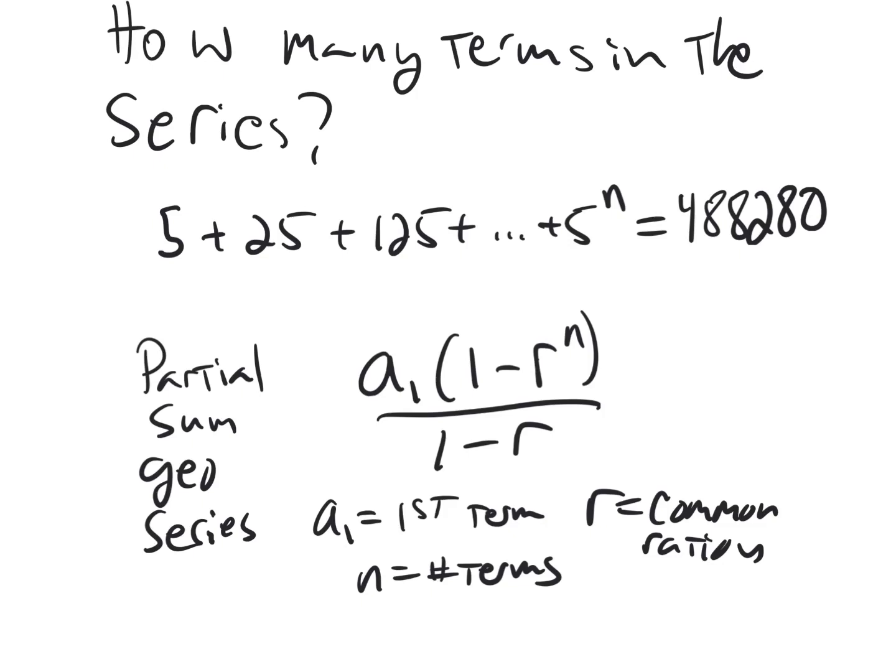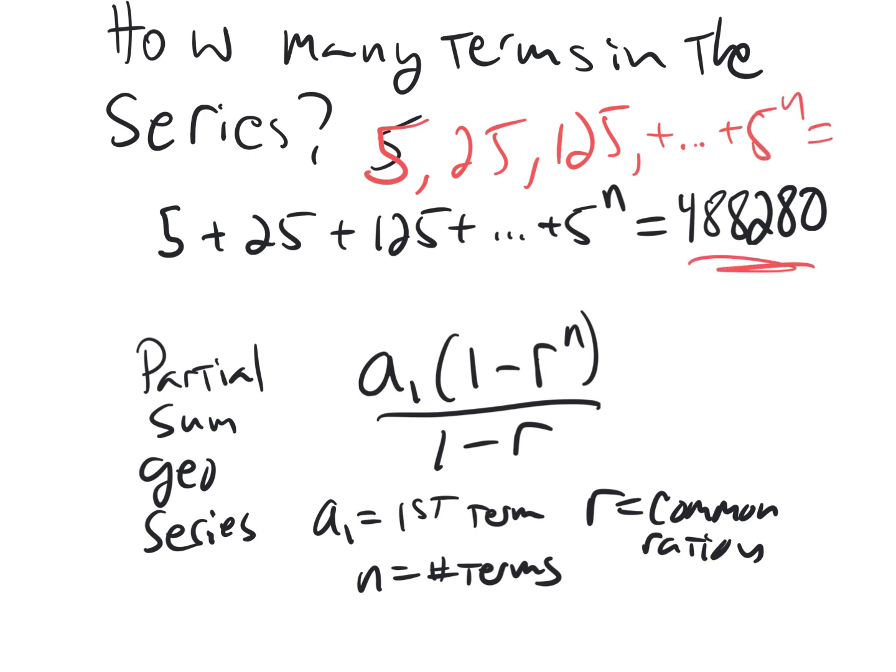Okay, so I'm supposed to find the sum, or they're asking me how many terms are in the series. The sequence that I'm getting the series from here, let me write this in red: 5, 25, and then 125, plus, I don't know, all the way up to the fifth term, or the last term is equal to that number there. So I know this is geometric for a couple of reasons.